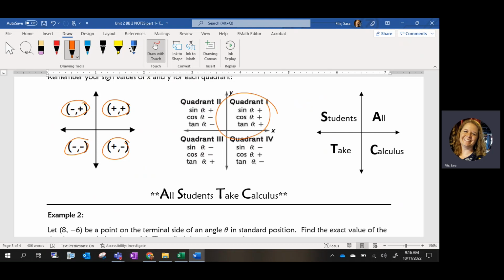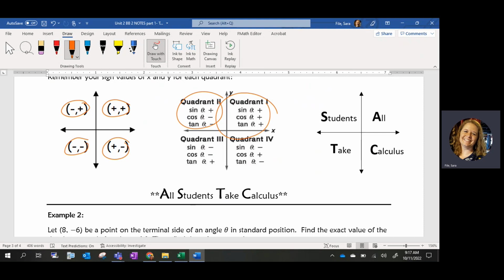So in quadrant 2, sine is Y over R. And because the Y is positive in quadrant 2, sine is positive. But cosine and tangent both use X. And since X is negative in quadrant 2, cosine and tangent both come out negative in quadrant 2. Okay, and you can see that pattern around in all 4 quadrants.